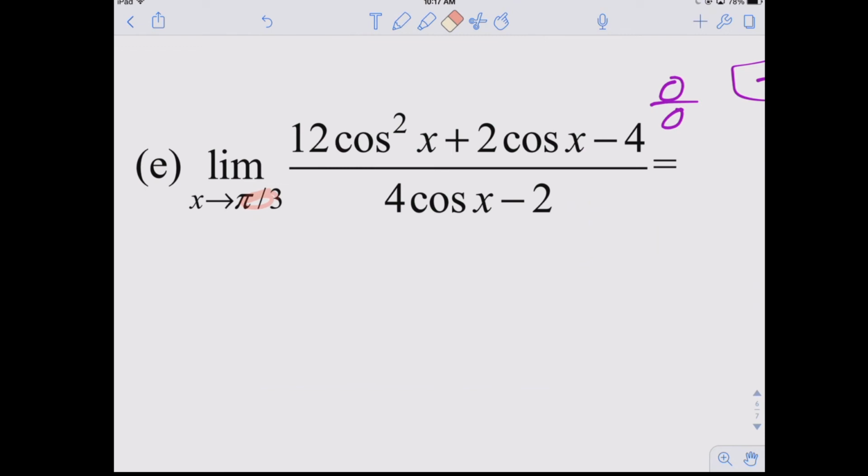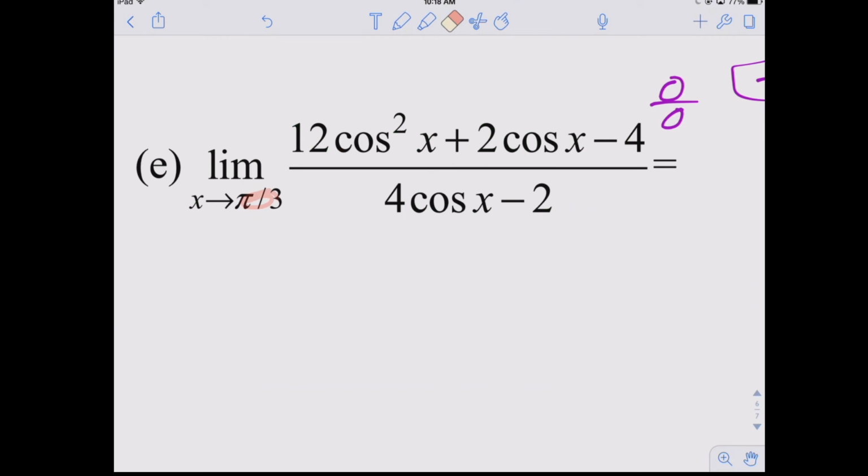Yeah, it's already in terms of cosine, so that's not going to help. Can we factor? I think we can, because I see a squared term in terms of cosine, I see a non-squared term in terms of cosine, and I see a constant.